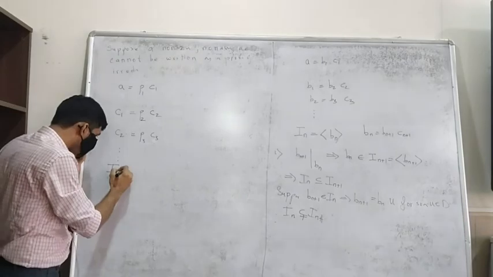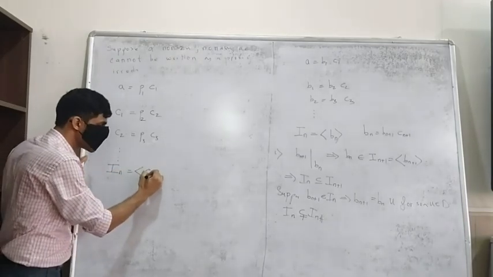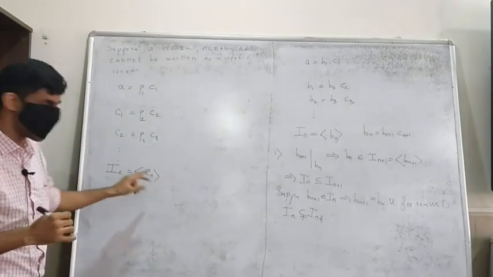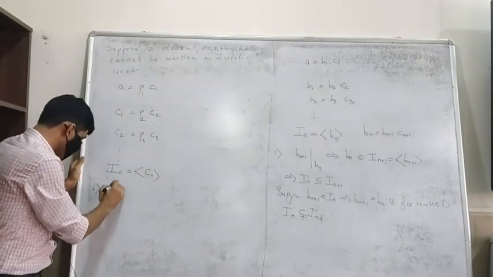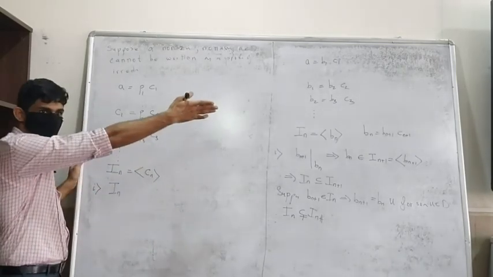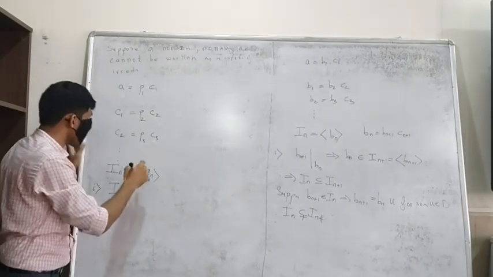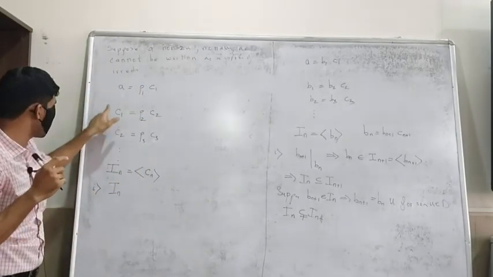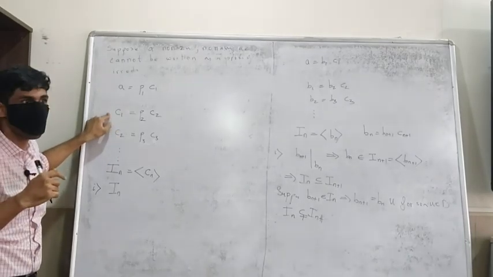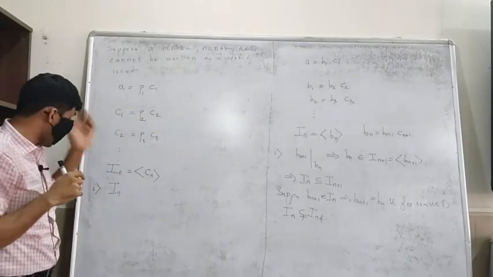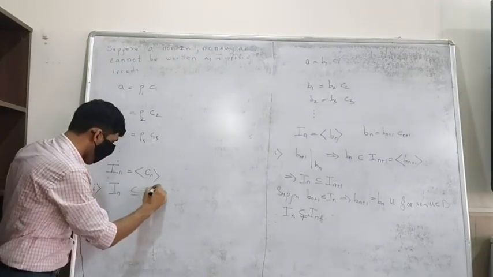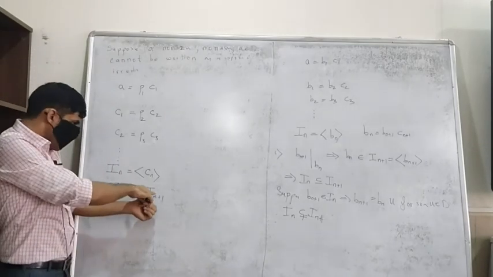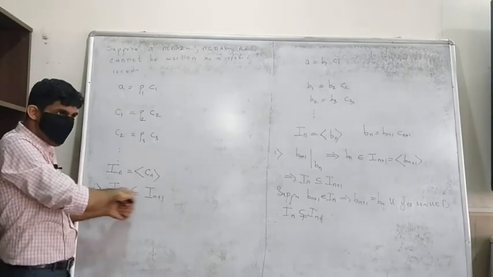You take In to be the ideal generated by Cn. What you will see here is, first of all, In by the same argument is contained inside, because Cn plus 1 divides Cn. Okay, since Cn plus 1 divides Cn, In will be contained inside In plus 1. Okay, also Cn plus 1 is here, but Cn plus 1 is not here.